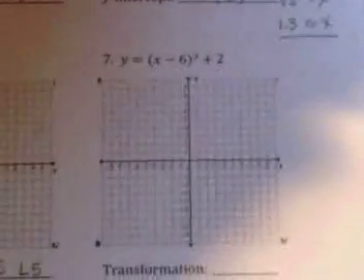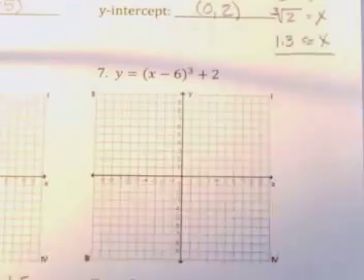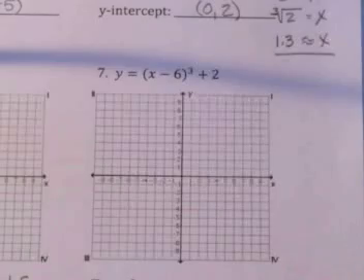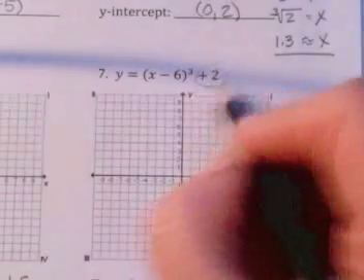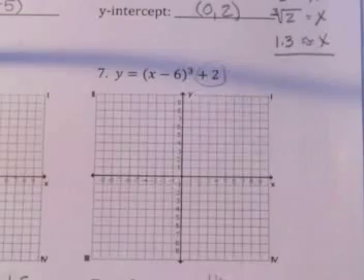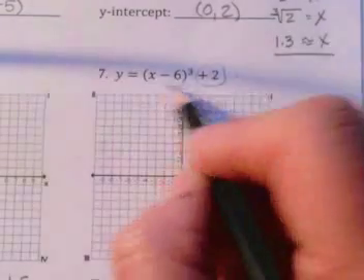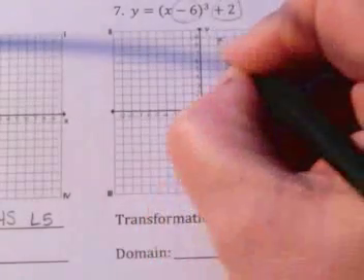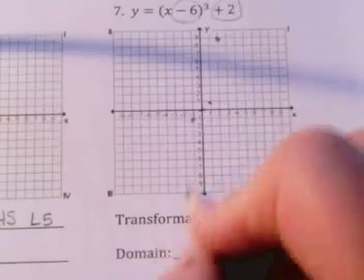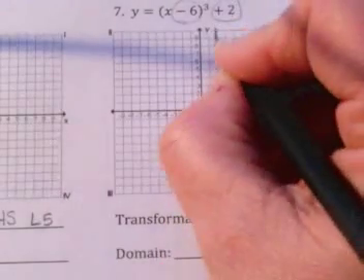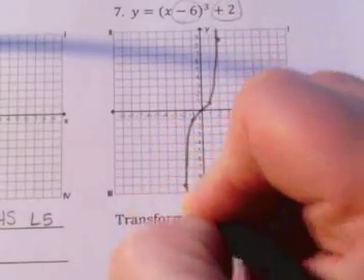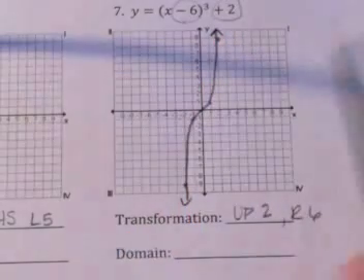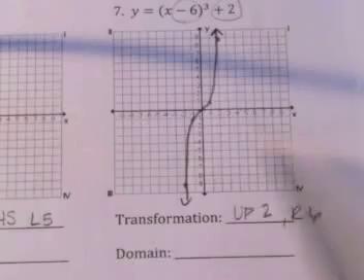Let's put several different things together here. If we could describe what's happening in this function, what we'll notice is we're going up 2, and we're going to the right 6. And so I'm going to graph this like I have the others, simply by graphing my parent. Here's my parent. And then shifting all of my points up 2 and right 6.